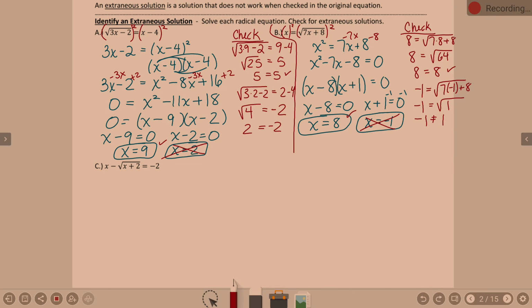Okay? Here's what I'm asking you to do. Give C a try. And we'll start off talking about that tomorrow. Okay? Give C a try. If you want my recommendation, I'm going to say move the radical over to the right to make it positive and add the 2 over to the other side. I am going to take 2 steps there. Okay? But we'll talk about that tomorrow.